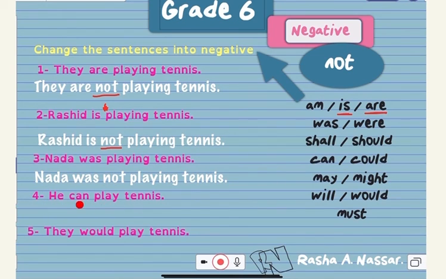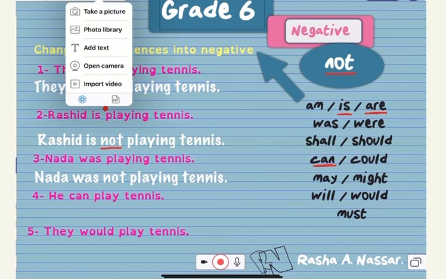Number 4, he can play tennis. I see two verbs here, can and play. Actually, can is a helping verb, or an auxiliary verb, so it helps the main verb. So I see here two verbs, can and play. When I see can, what should I put in negative form? I should put not. So here I will say he cannot play tennis.